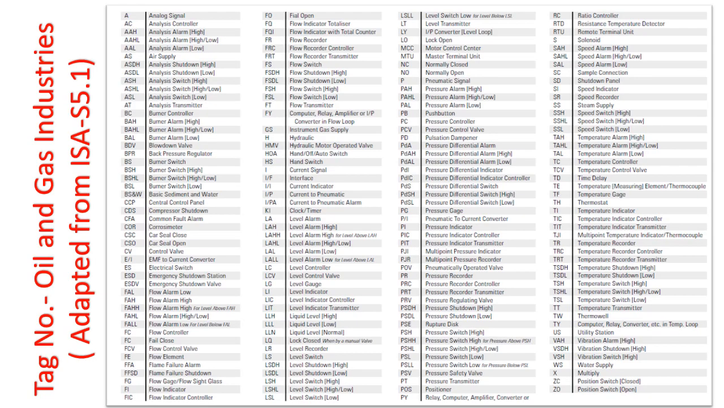This is the comprehensive list taken from ISA S5.1. This is the standard which is followed in the industry, and the letter symbols are taken from this standard. So if you have any confusion or you want to standardize your P&ID, you should follow ISA S5.1.